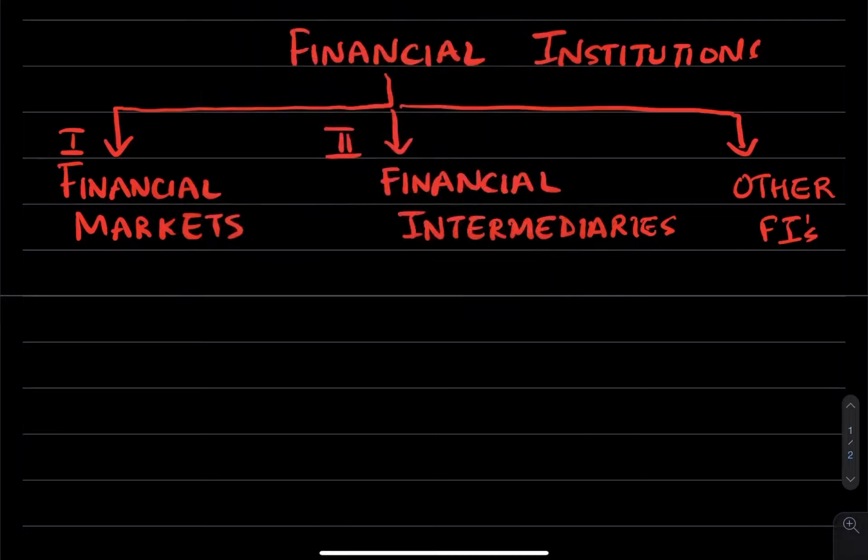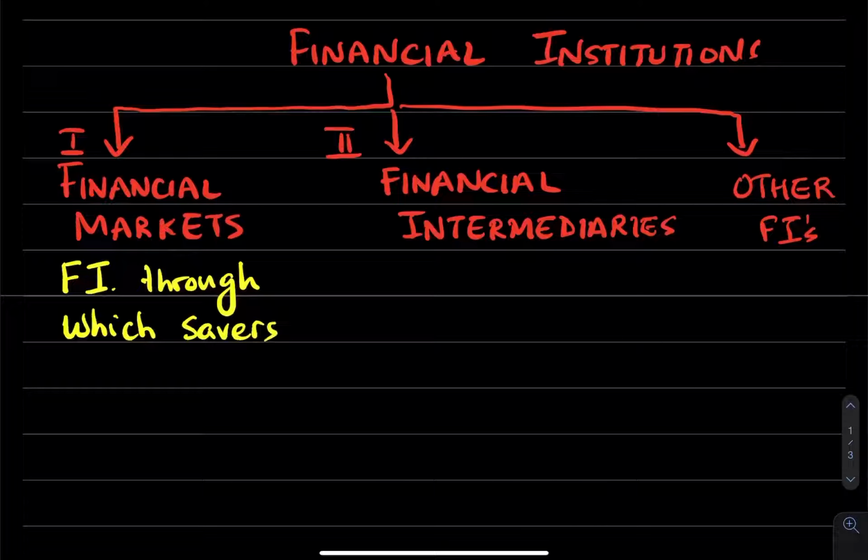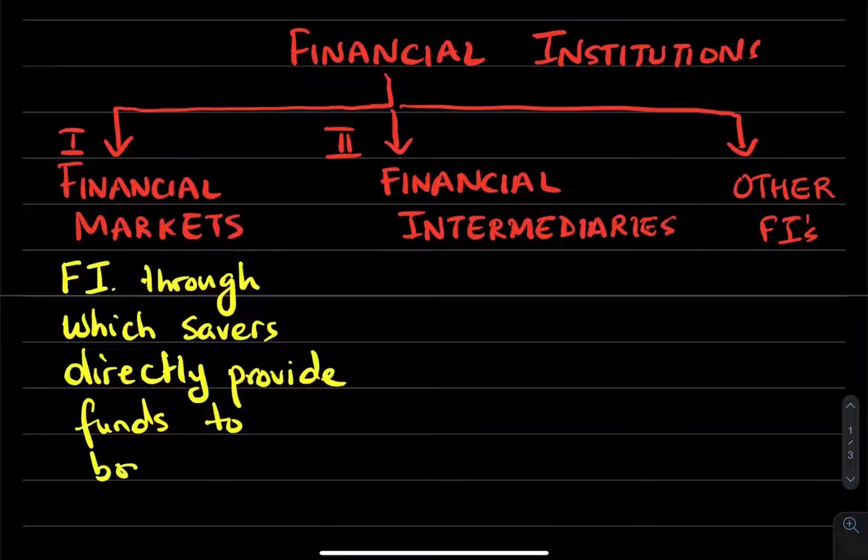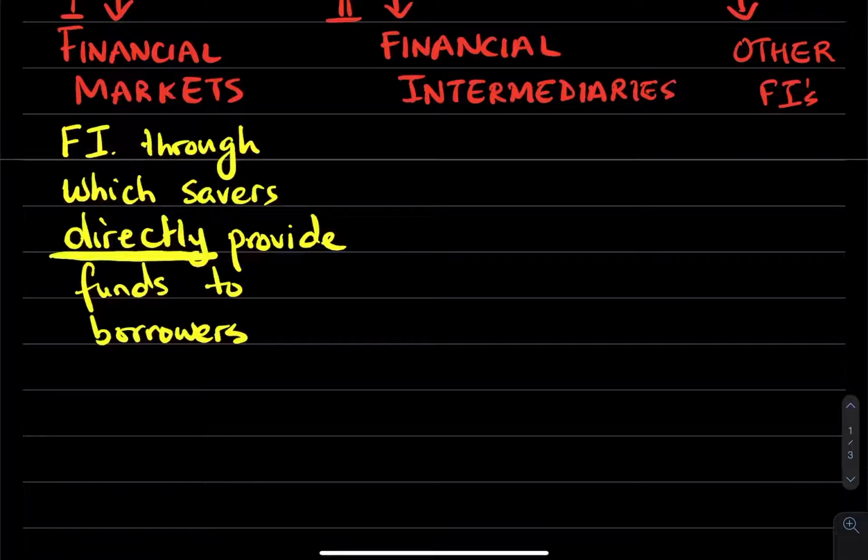So if you want to think about financial markets, these are financial institutions through which savers directly provide funds to borrowers. The word directly is important here because there is no intermediary that exists between savers and borrowers. So savers have some excess cash, excess money, or excess funds, and they're able to provide this to borrowers in a direct way. There are a couple of examples of financial markets, including the bond market.